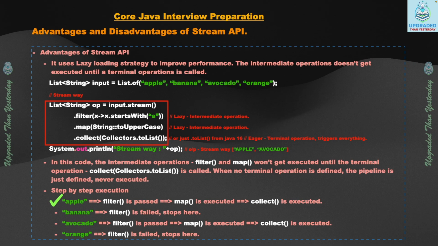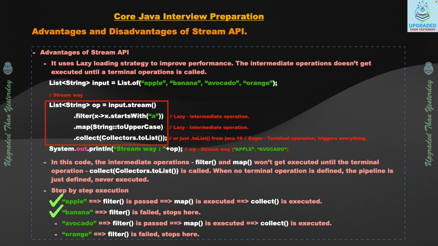For the input apple, it starts with the letter A, so the filter method is passed. After that, the map method is executed to make it uppercase, and then the collect method is called. For the input banana, it does not start with the letter A, so the filter method is failed and hence execution stops here.